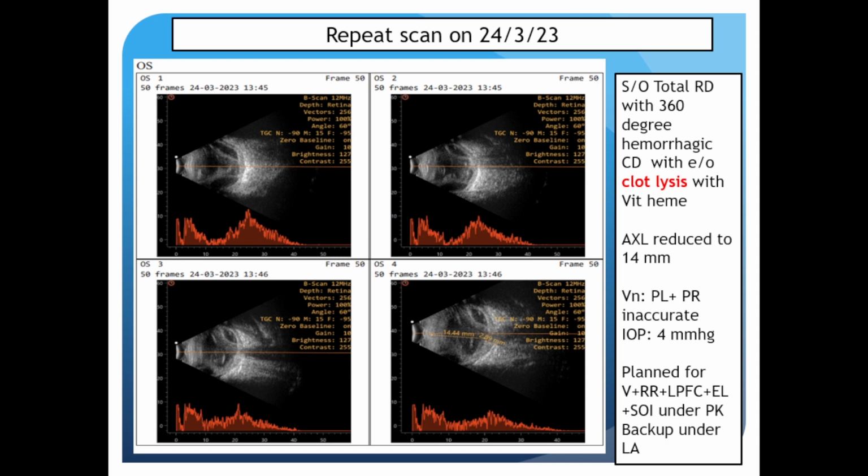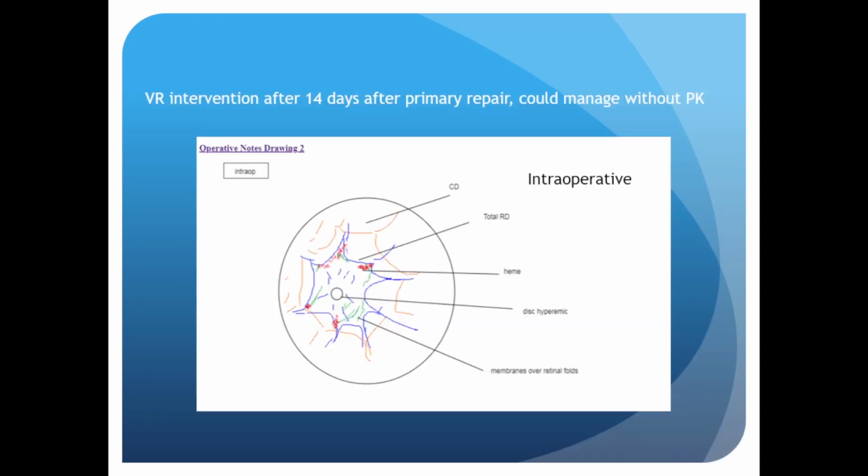So at this time, we have just planned for VR intervention under PK backup. VR intervention was done after 14 days after primary repair. So this was the intraoperative picture of the patient. There was 360-degree choroidals seen. Total RD was present with some subretinal hair in this particular area.